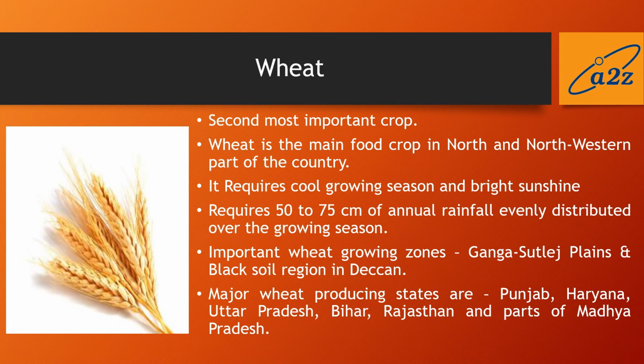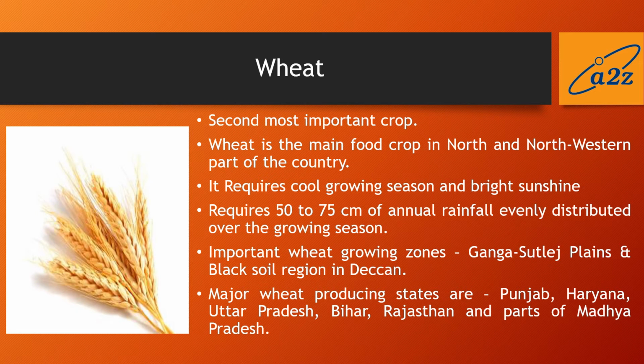Second crop is wheat. It is the second most important crop of India. Wheat is the main food crop in north and northwestern part of the country. It requires cool growing season and bright sunshine.